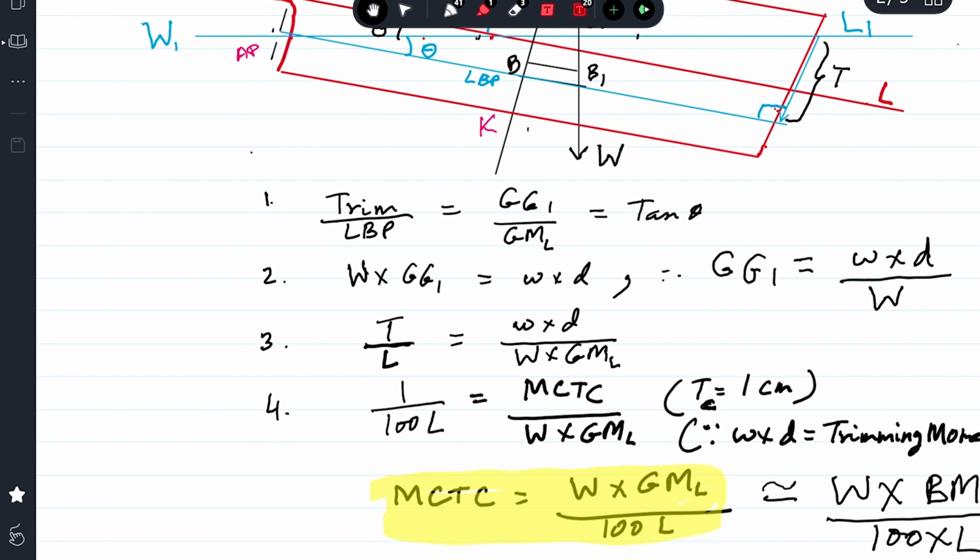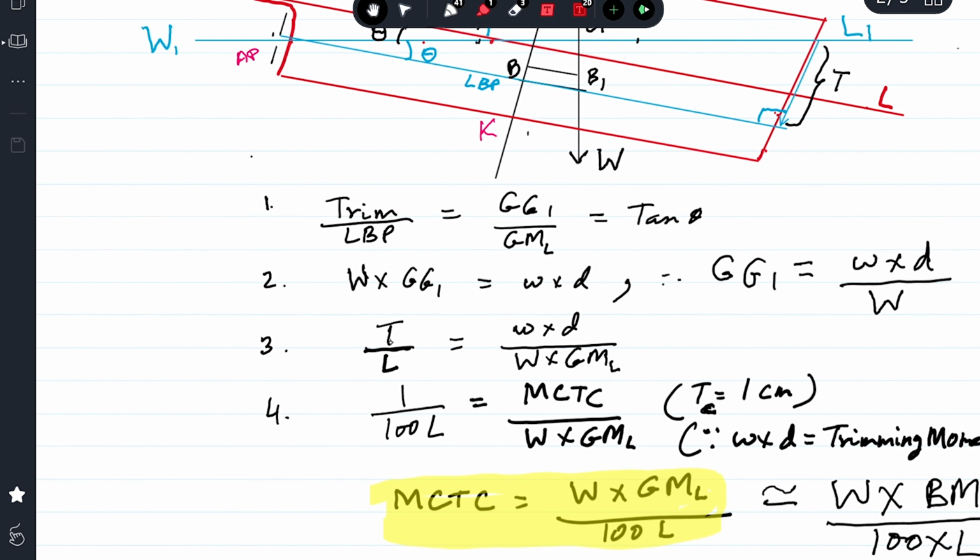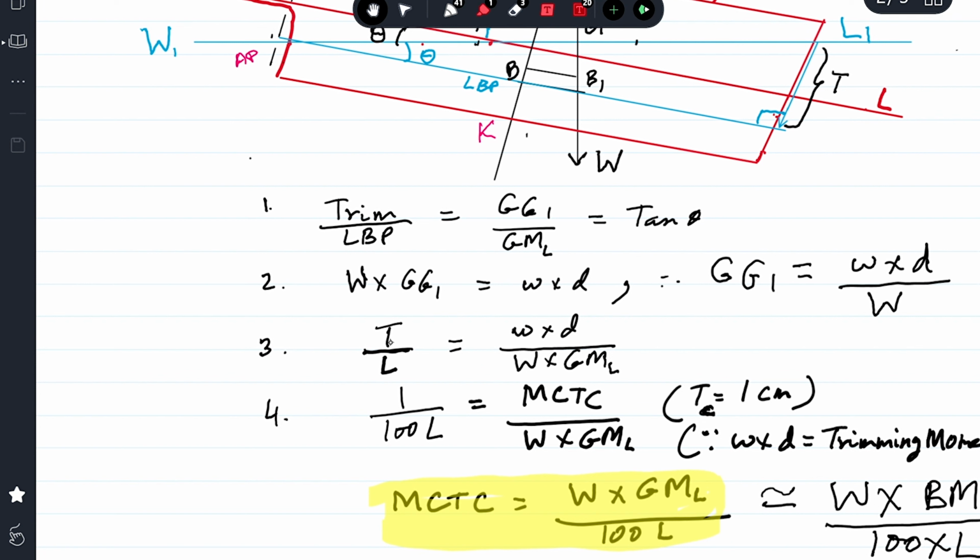So in this number one, I can write trim upon LBP is equal to GG1 upon GML. Here, in place of GG1, I can write W into d upon displacement. Capital W is displacement, small w is the weight. So trim upon LBP, T upon L equal to GG1. In place of GG1, I write W into d upon capital W and GML.